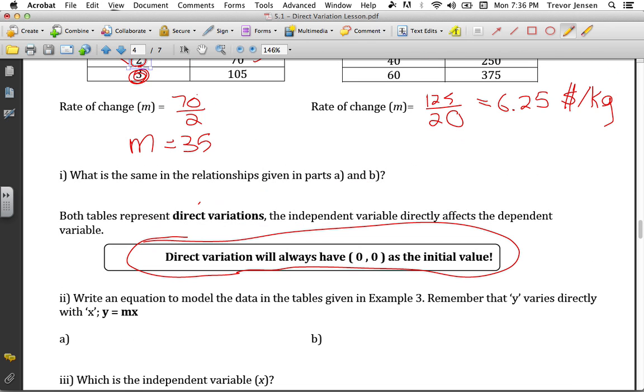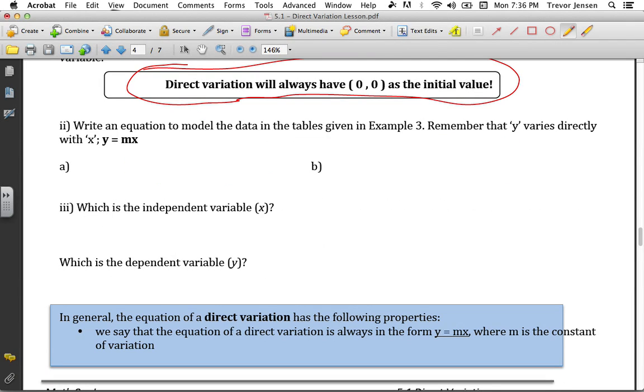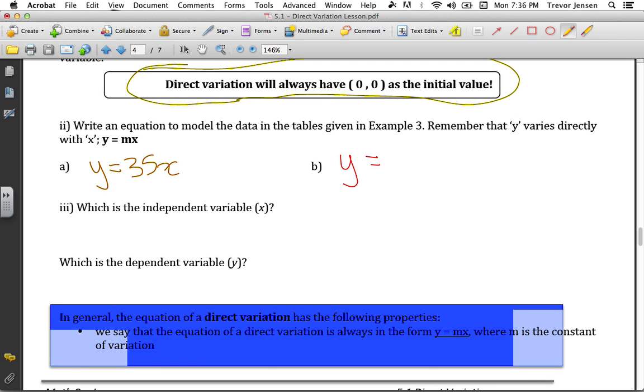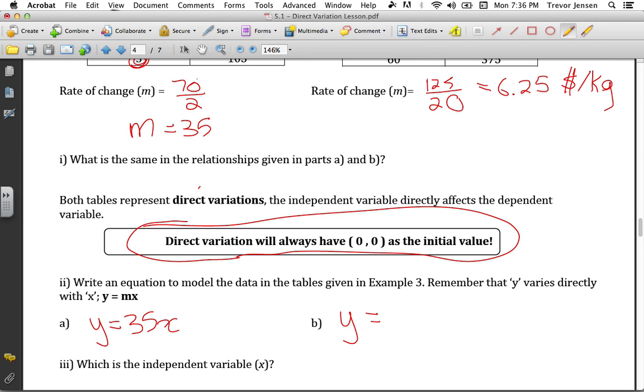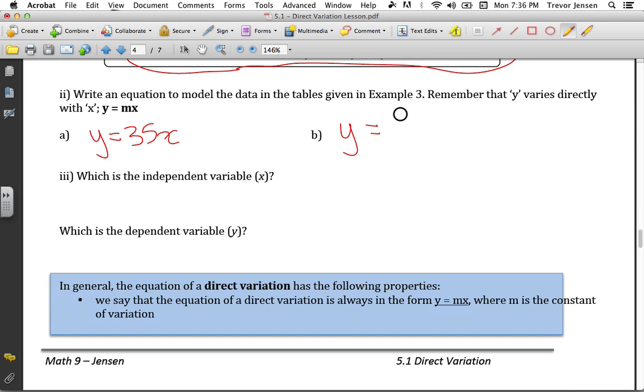So let's write an equation for part A. Our constant of variation is 35. So our equation is y equals 35 times x, because y is a constant multiple of x. And for part B, our constant of variation was 6.25. So y equals 6.25 times x, because y is a constant multiple of x.